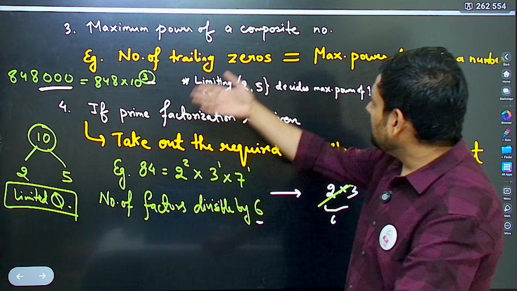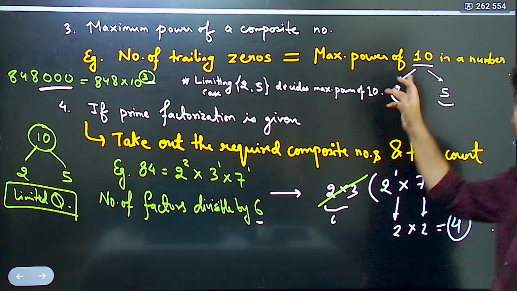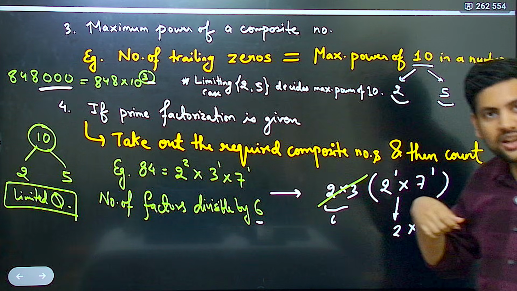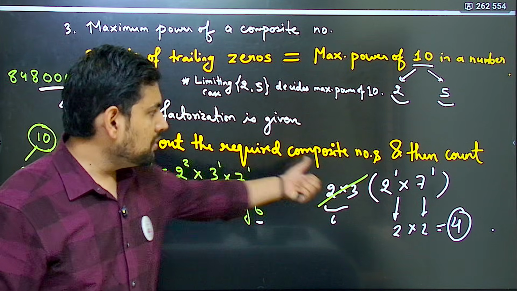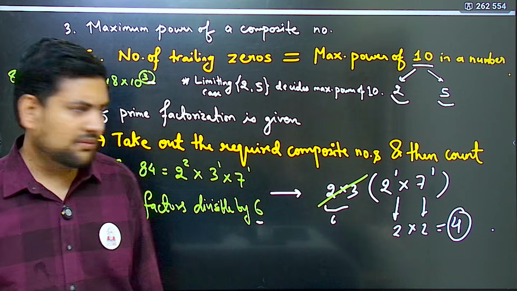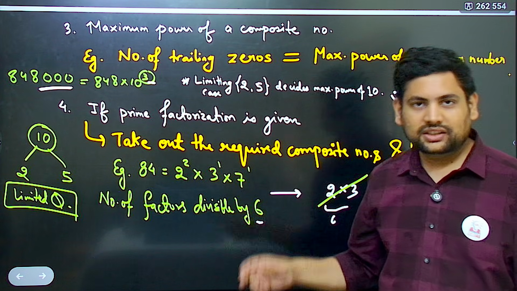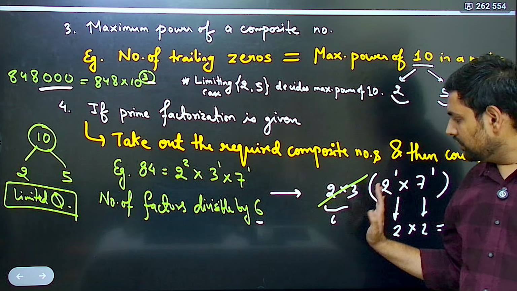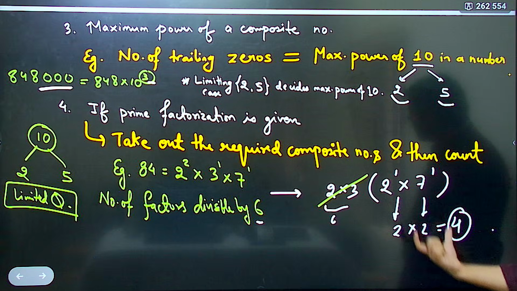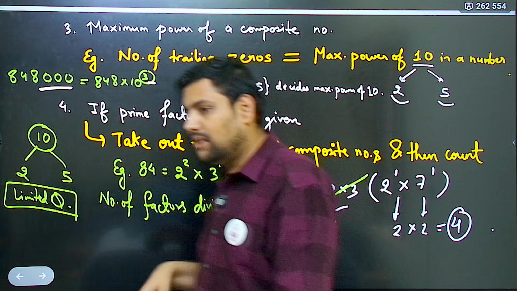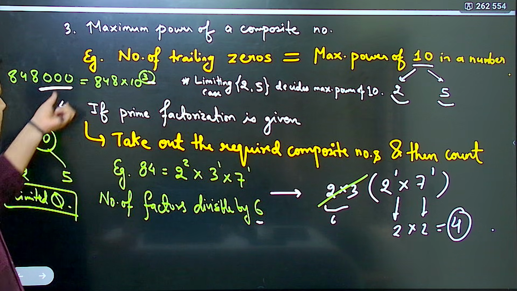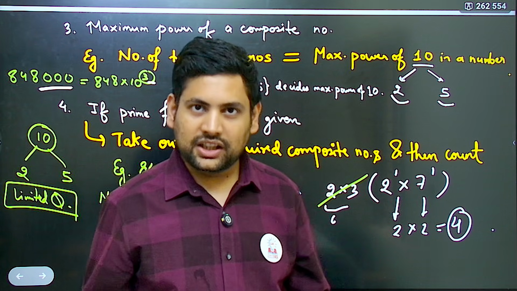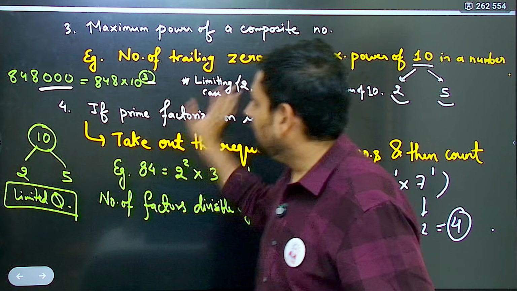Okay, now the number of trailing zeros is the maximum power of 10 in a number. You understand this? Now if prime factorization is given and they are asking you the maximum power of a composite number, then what you have to do? You just take that factor out and then find the limiting case. For example, if it is asking you the power of 6, you take 6 out. Now whatever remains, for this you calculate the number of factors. Here when you are counting the number of trailing zeros, what you are doing is just finding the power of 2 and the power of 5. Whichever is lesser is the limiting case, and that becomes the number of zeros. Fine. This also you remember.